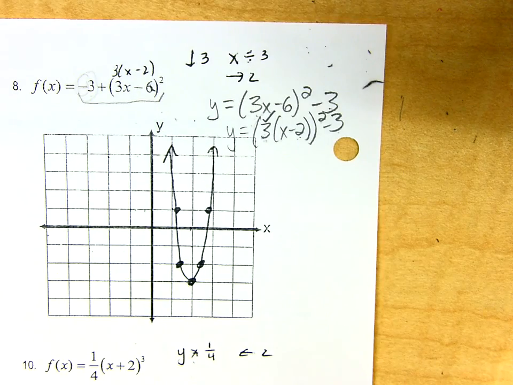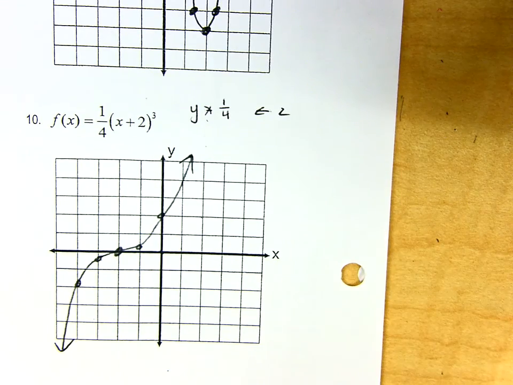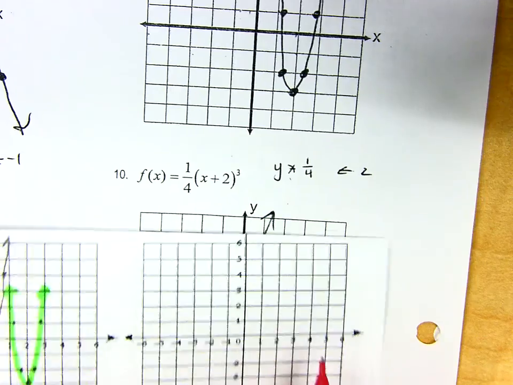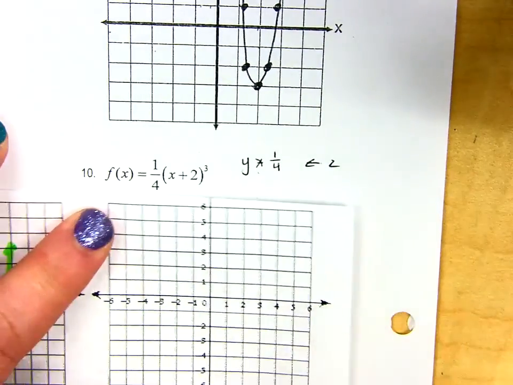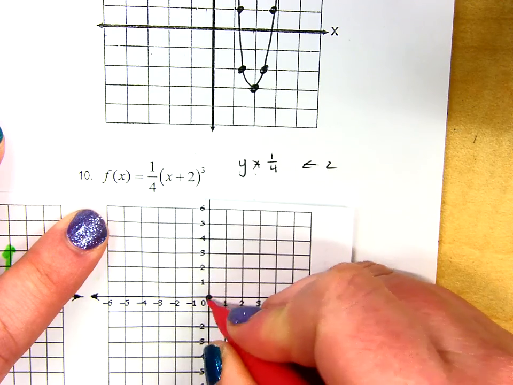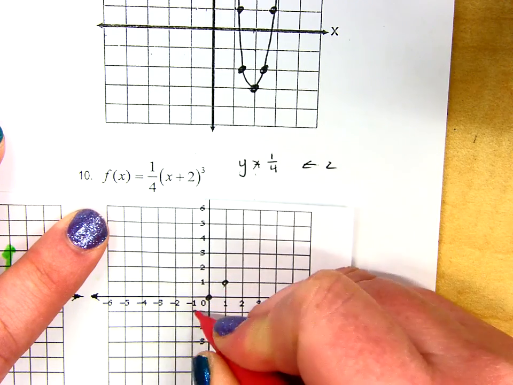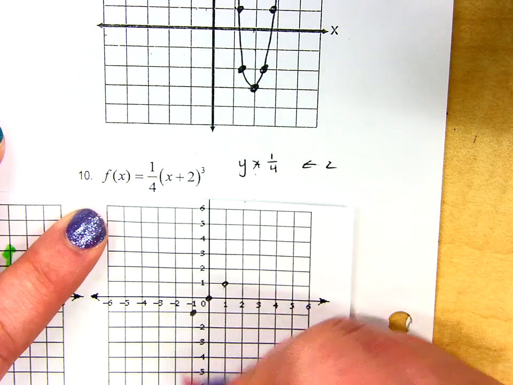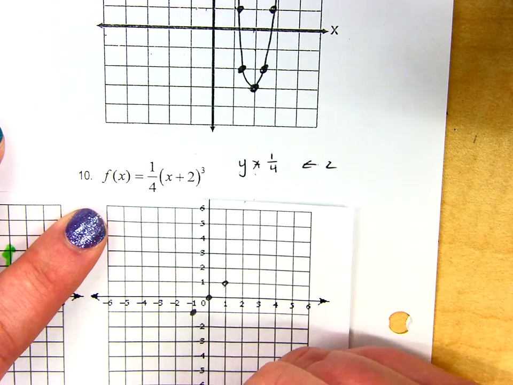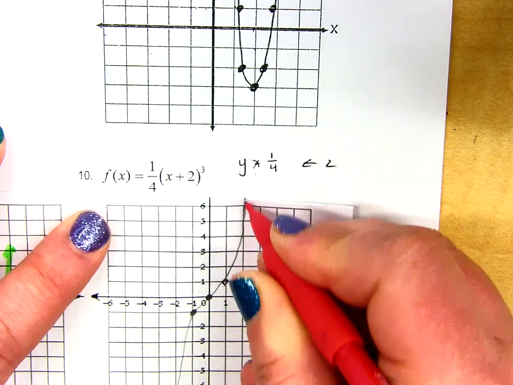Okay, 10. What's the parent function here? X cubed. So we'll sketch that real quick. That's not so bad. 0, 0, 1, 1, negative 1, negative 1. 2, 8 is way off my grid. Negative 2, negative 8. I'll just pop that one right there. Okay, there's the parent.